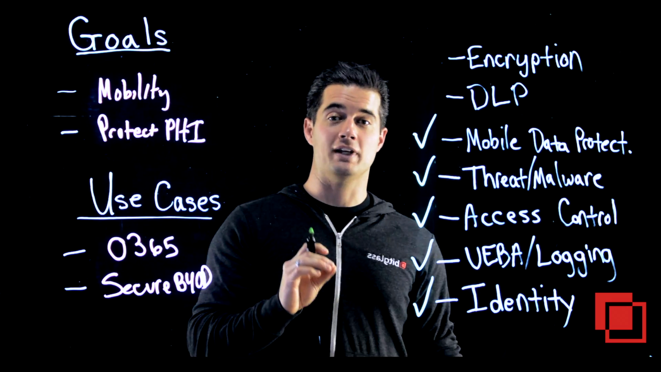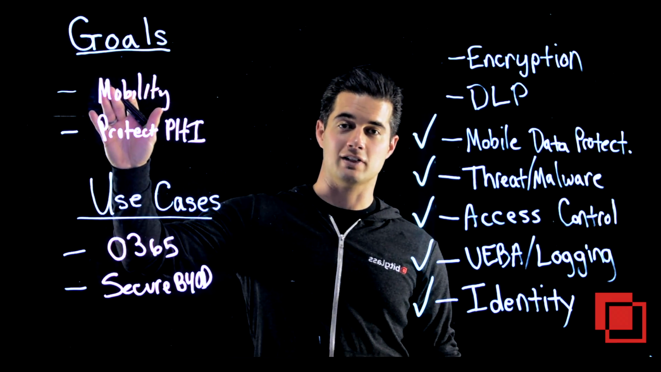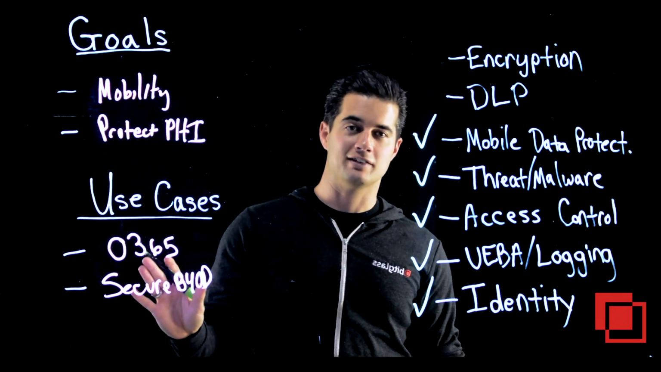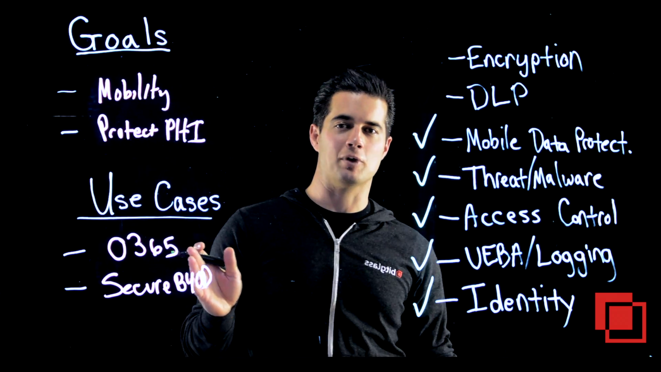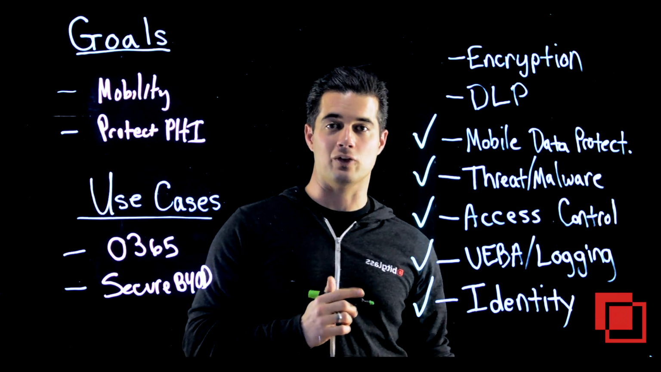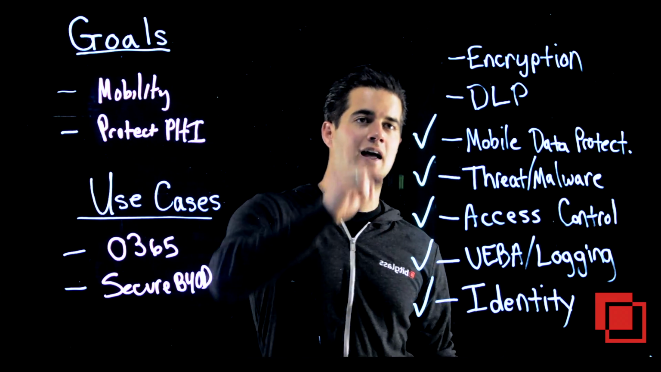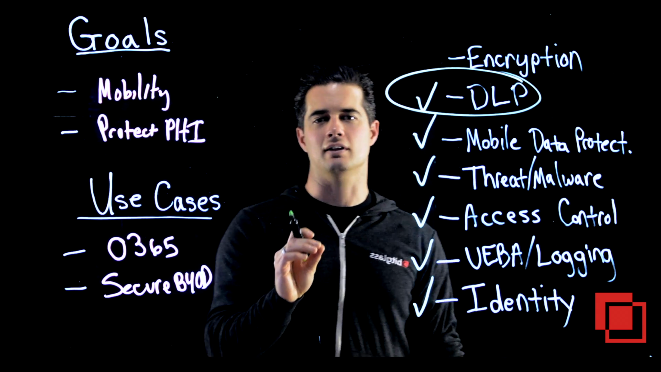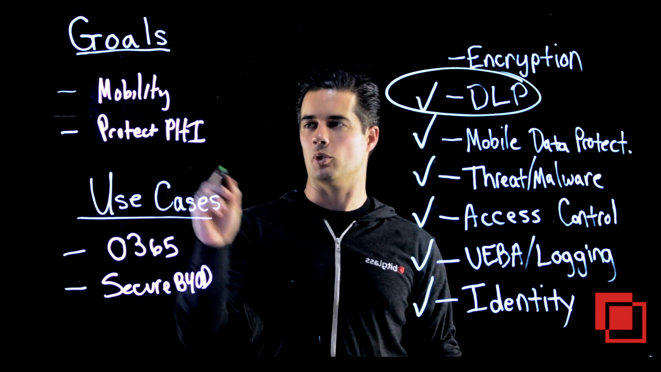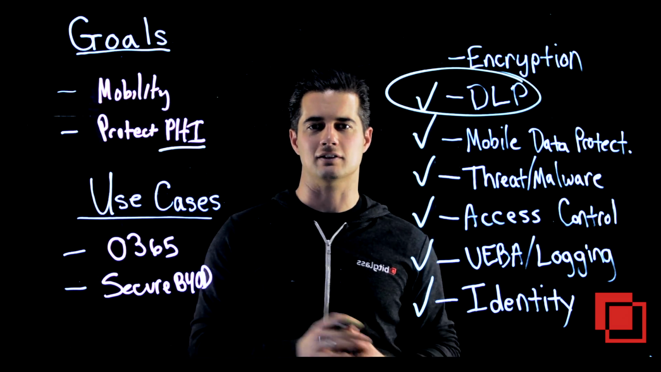Next piece is mobile data protection. As I said before, mobility is kind of a key goal that an organization like this has to enable. Secure BYOD is critical, and a lot of this cloud data coming out of an app like Office 365 is syncing or downloading to users' mobile devices, and we need to protect that. And then, of course, the last piece, and this is really a key piece in healthcare, is data leakage prevention, where we're identifying PHI and protecting it across these use cases.